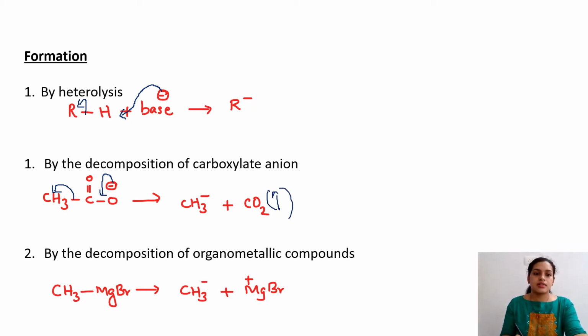And then the third one. The third example is by the decomposition of an organometallic compound. This is a Grignard reagent, methyl magnesium bromide, the simplest Grignard reagent. From here, the charge separation is naturally like this. Carbon will have a negative charge, so CH3 minus will be obtained, and MgBr plus is the byproduct.